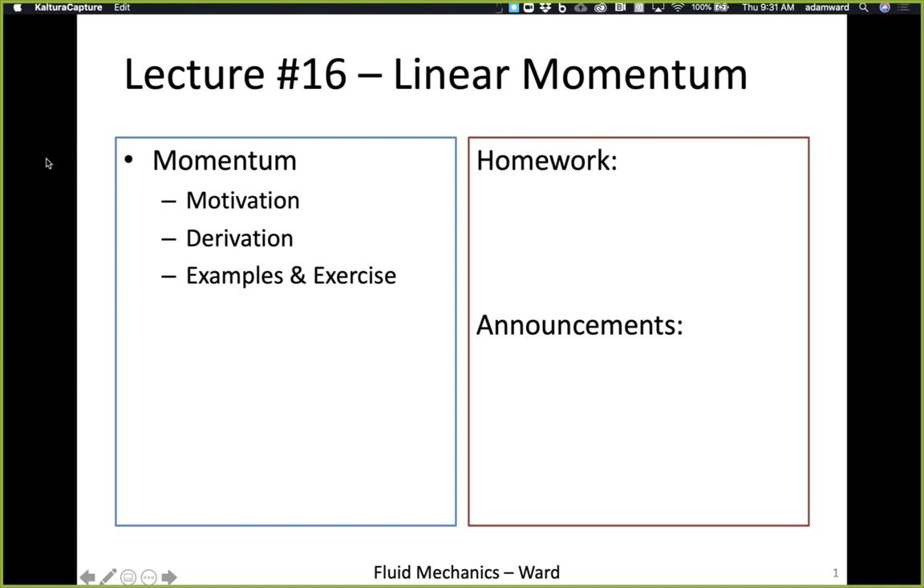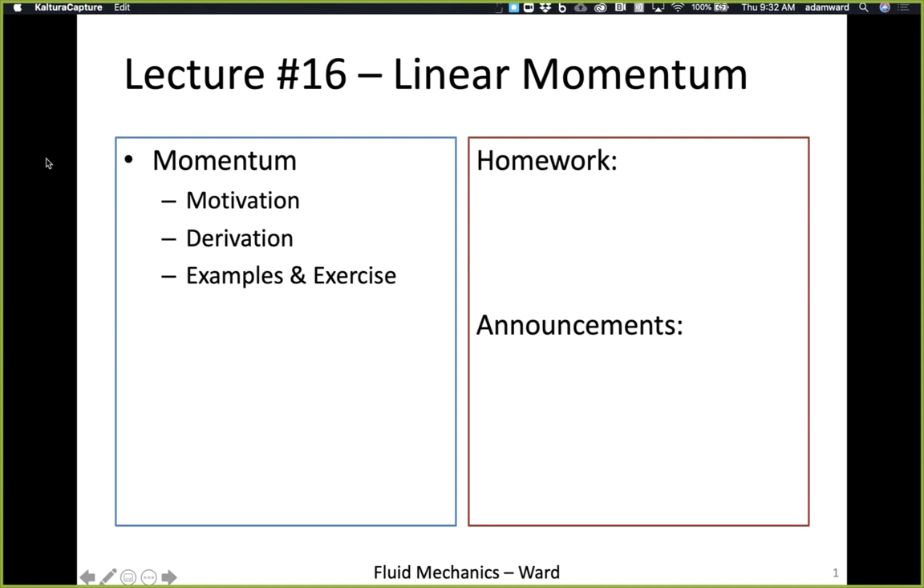What I think of as the core of fluid mechanics is being able to manage conservation of mass, conservation of energy, and conservation of momentum. We've done conservation of mass, we've done conservation of energy. So the last new topic for us is conservation of momentum, and we're going to spend maybe 2 to 2.5 lectures on this idea.